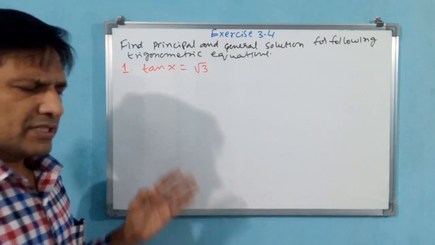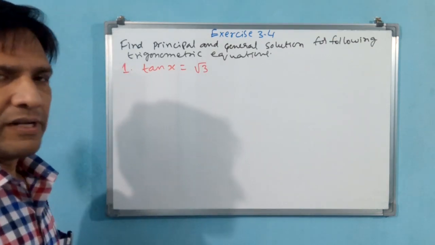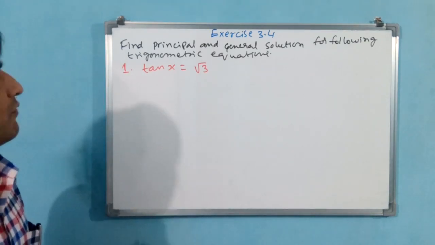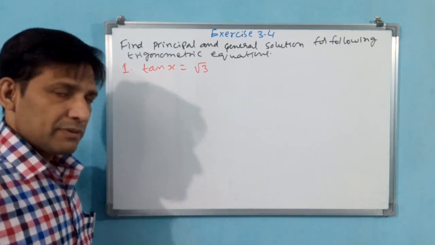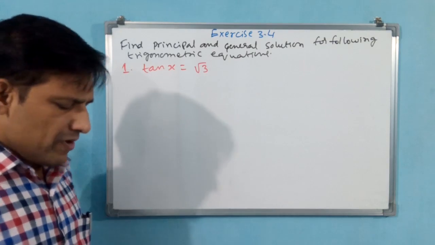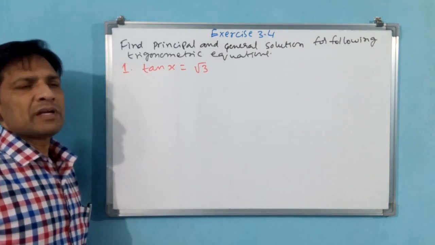Before, what we can say? From 0 to 2 pi. Two angles we have to write. Principal solution. General solution also we have to find. Okay? Let us find first principal solution. You see here tan x is equal to root 3. Where tan x root 3 will come? That means in tan, where root 3 will come normally?